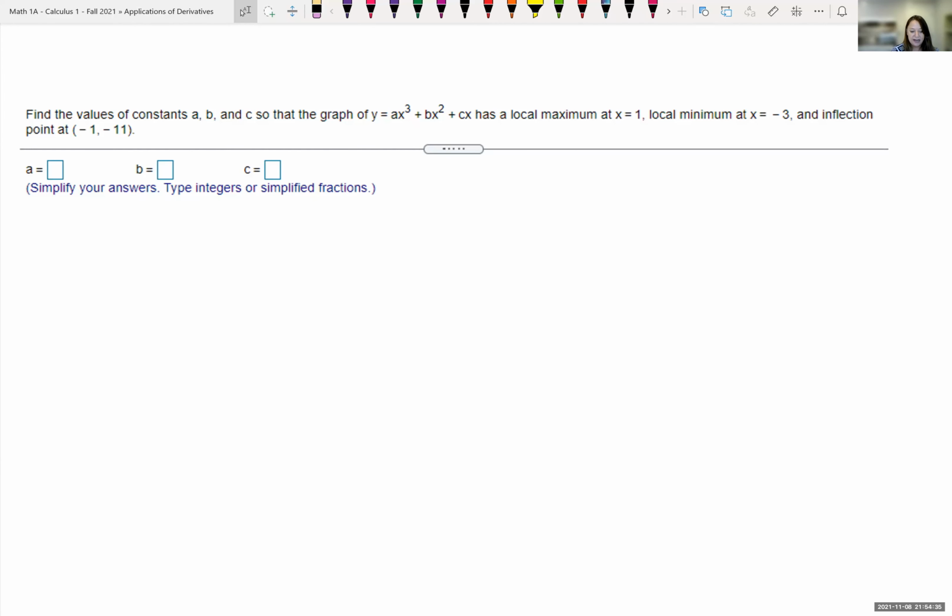I know that to find out where my local max and local mins are, I would be looking at my first derivative. If this is a local max here, this would be something that's increasing until I get to x equals 1 and then decreasing. To have a minimum at -3, that means it was decreasing, and then in between these values, it's increasing. Okay, so we know some things about this.